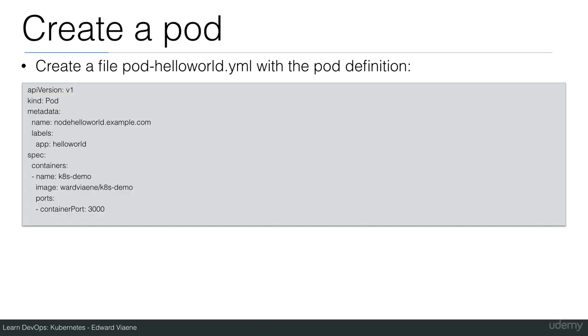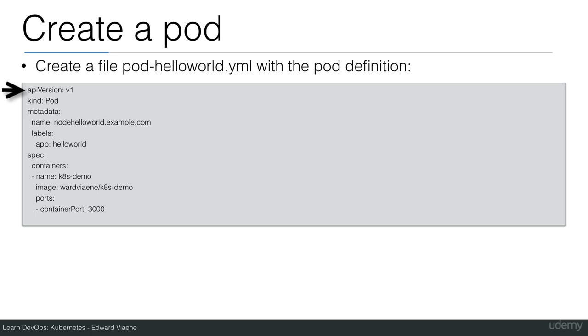To make this app run on your Kubernetes cluster, you create a pod file, for instance pod-helloworld.yml, with the pod definition. This .yml file is in YAML format. If you want to know more about the YAML format, then you can just look it up on Google.